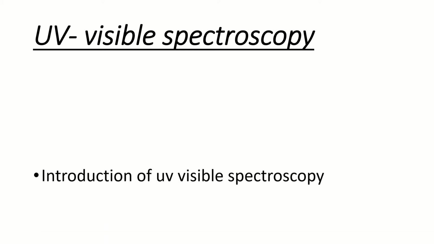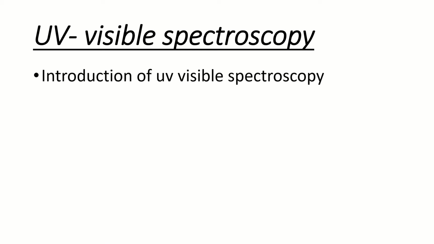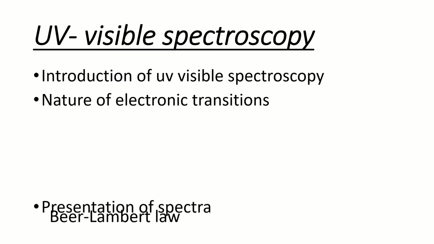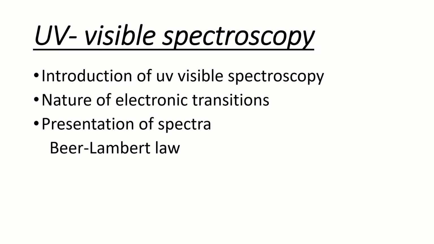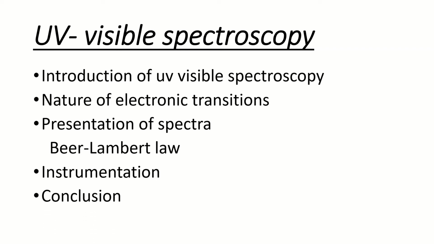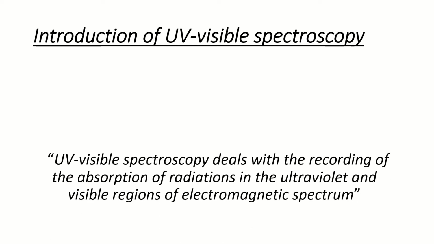Firstly, we discuss the introduction of UV visible spectroscopy, then the nature of electronic transition, then the presentation of spectra by using Beer-Lambert law, and then instrumentation, and the last one is the conclusion. Firstly, what is the introduction of UV visible spectroscopy?